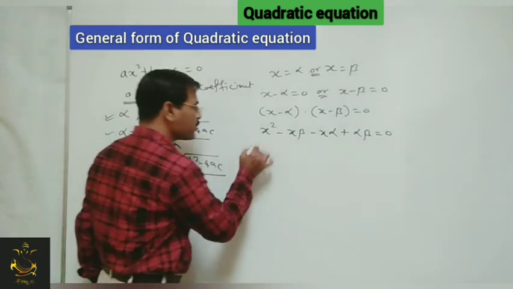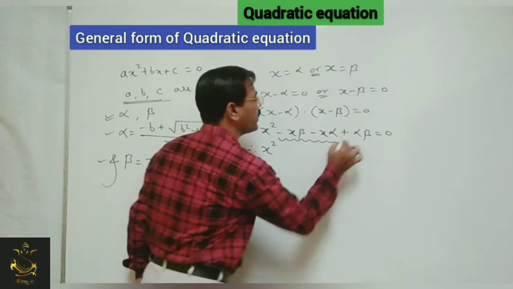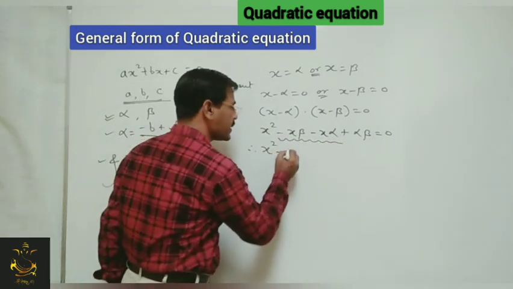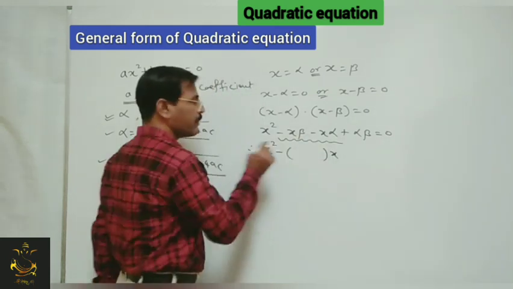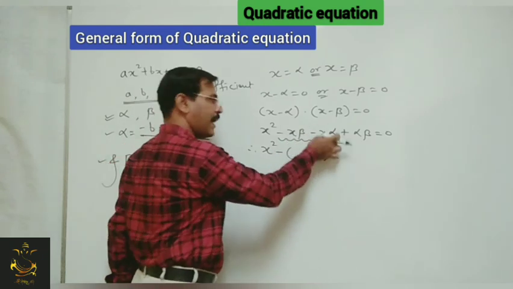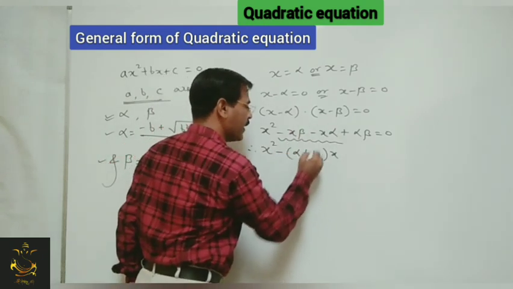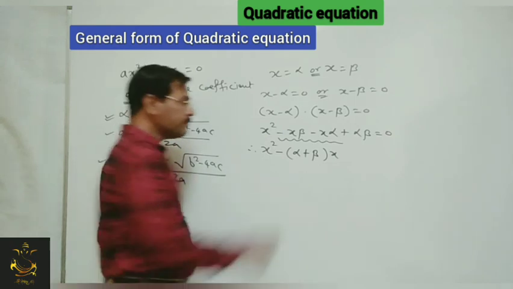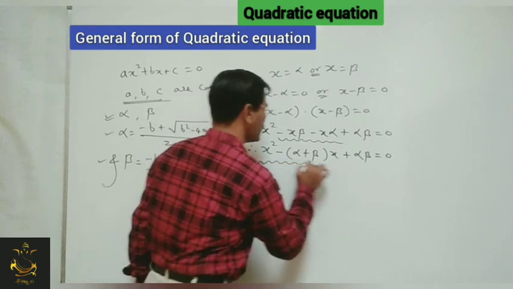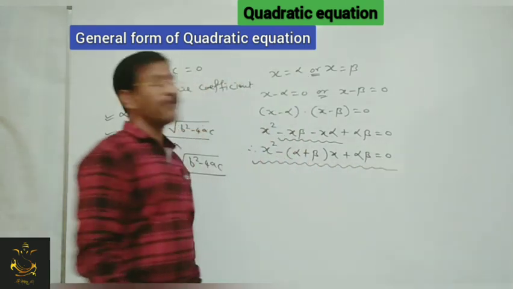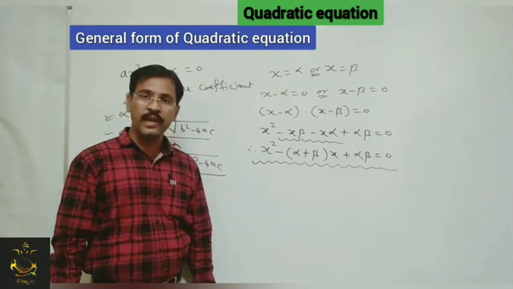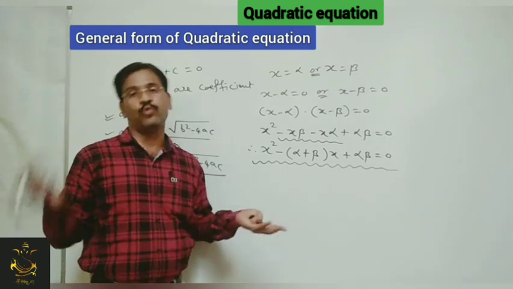Now if you observe here, we can take x common, and at the same time I will take minus also common. So minus x common, what remains here? Beta, and because of taking the minus sign common, here will be plus alpha, but I'll write alpha plus beta. Is it okay? And here plus alpha beta equal to 0. This is the general form of a quadratic equation when the two roots are given, where alpha and beta are the two roots.